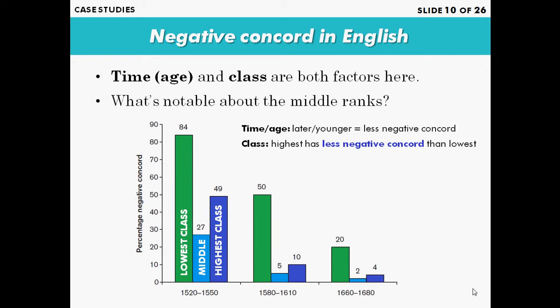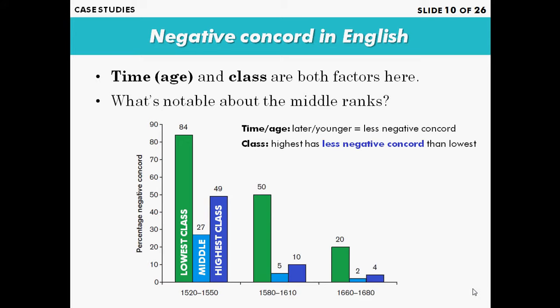But what's interesting here is the middle ranks. Right? So the middle ranks, they're using negative concord even less than the higher class is. So the lower class uses it a lot, the highest class uses it less, the middle ranks use it even less. Okay? And that's constant across all 3 time periods.